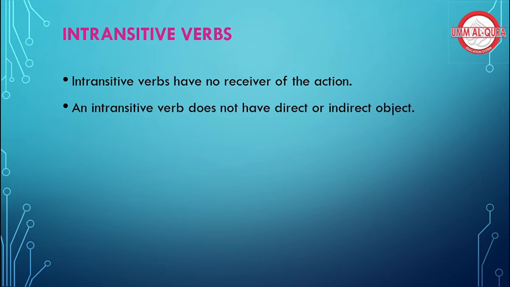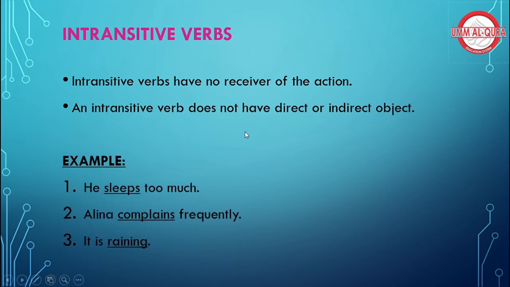On the other hand, intransitive verbs have no receiver of the action, means there is no noun or pronoun to receive the action or on which the verb is performing the action. An intransitive verb does not have a direct or indirect object. Keep in mind that unlike transitive verbs, intransitive verbs do not have a direct or indirect object both.